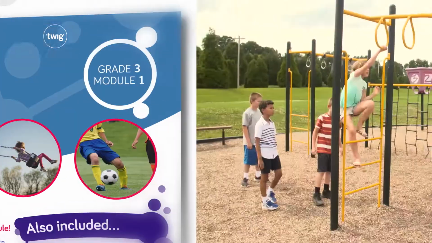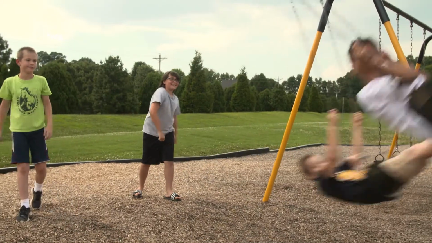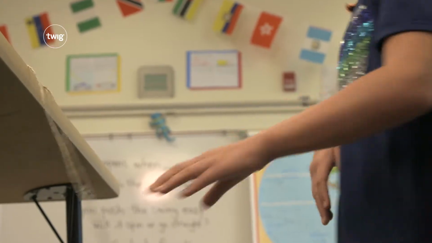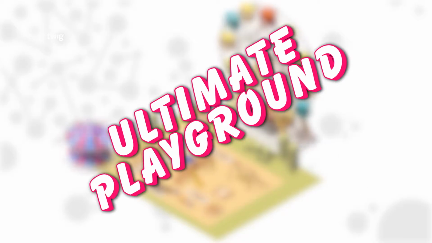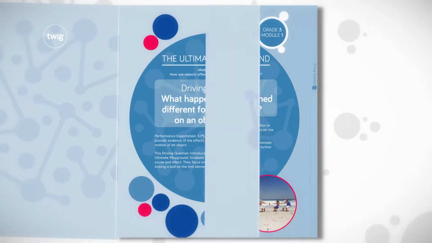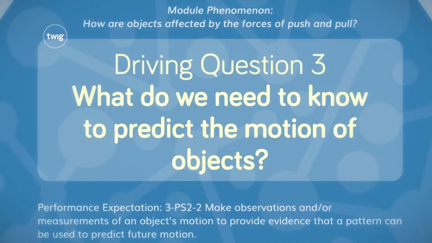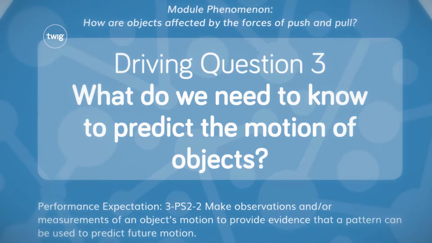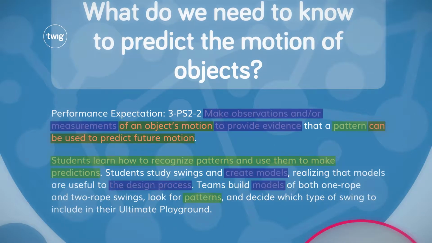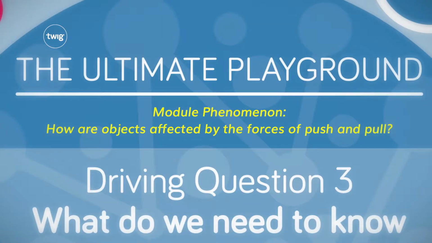In this module, students make sense of how objects are affected by the forces of push and pull by designing their own ultimate playground. As each module unfolds, students follow a sequence of driving questions that investigate a subset of smaller phenomena or problems. These build in complexity, scaffolding students' acquisition of the 3 dimensions required to master the module phenomenon.